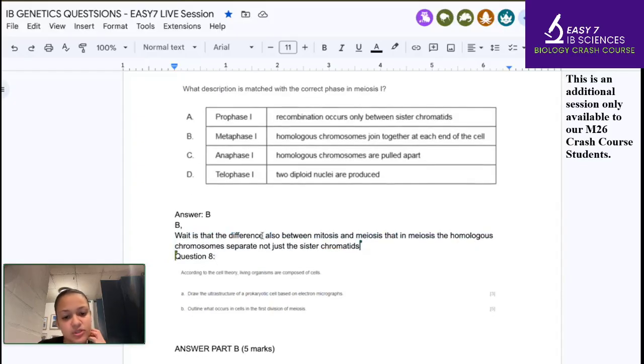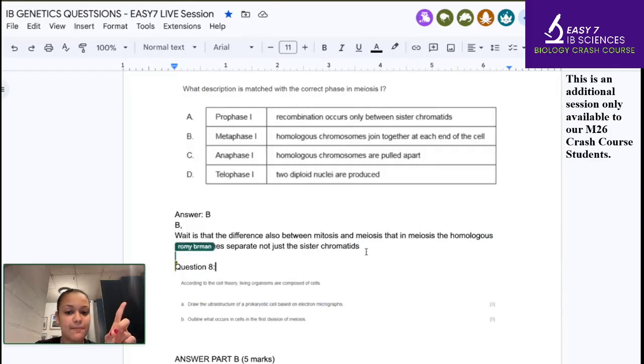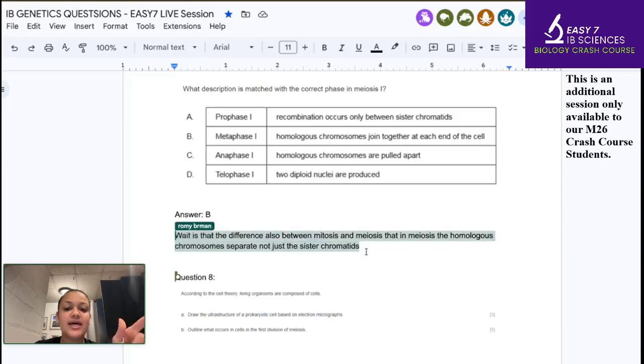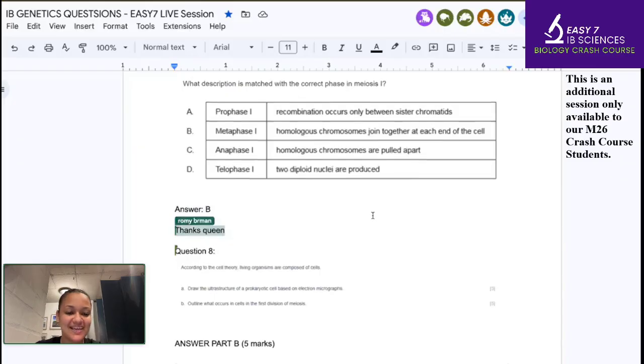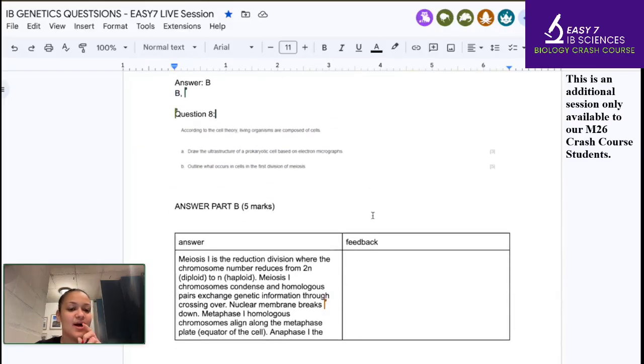Perfect. What is the difference between meiosis and mitosis? That in meiosis, the homologous chromosomes separate, not just the sister chromatids. Yes. So in mitosis, there's only one division. So in mitosis, it's only the sister chromatids separating. Okay. So the answer here is C. It's the homologous chromosomes being pulled apart in anaphase 1. In anaphase 2, it is the sister chromatids. And then in mitosis, it's just the sister chromatids. Thanks. Okay. Let's go. Question 8.